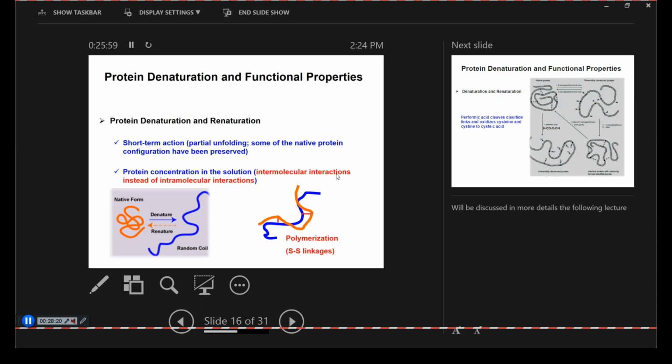And disulfide linkages are induced or formed more under high temperature and pH. So if you have the right conditions and the proteins are in close proximity to each other, then not only hydrophobic interactions can form, but also disulfide linkages. And once these interactions are formed, they are irreversible. And that's where denaturation becomes irreversible.